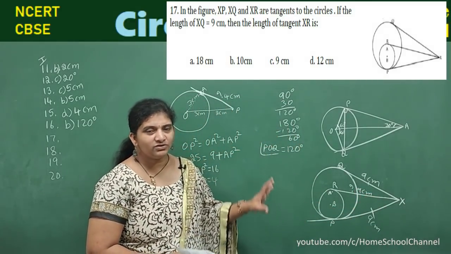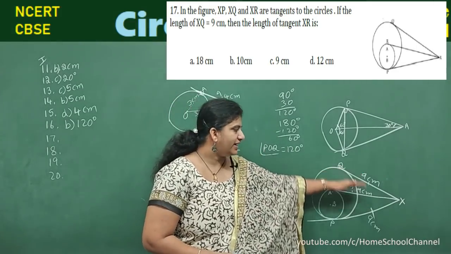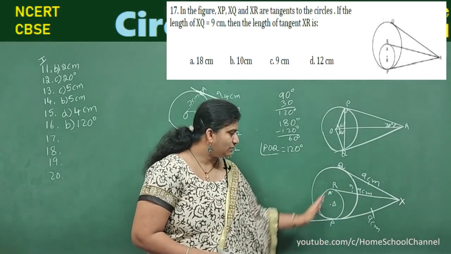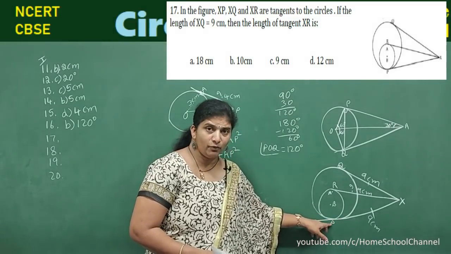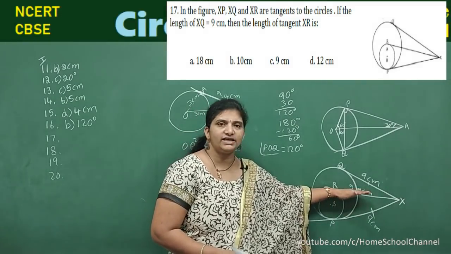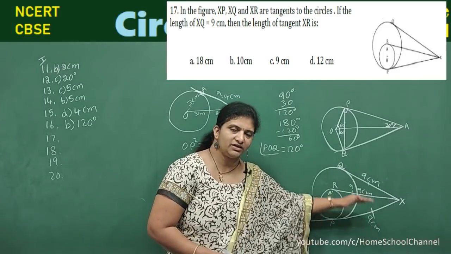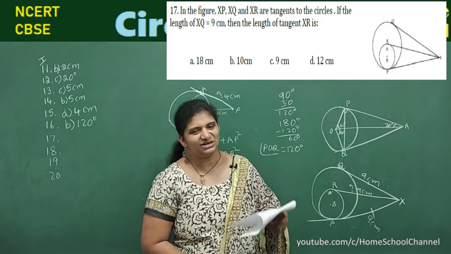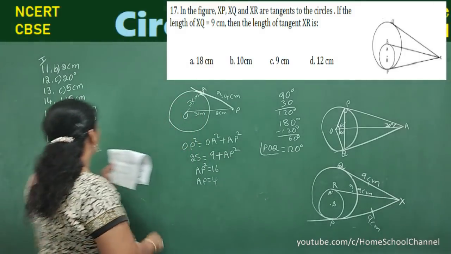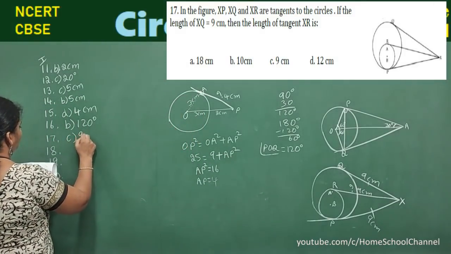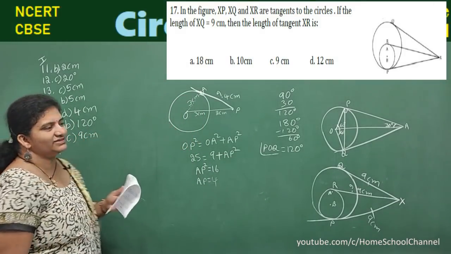Okay, don't be confused. For the big circle, if this is 9, this will be 9. And again, the small circle is also touching at the same point. Therefore, XP is equal to XR. XP is 9 centimeters. XR is also 9 centimeters. Check for the option. Option C, 9 centimeters.